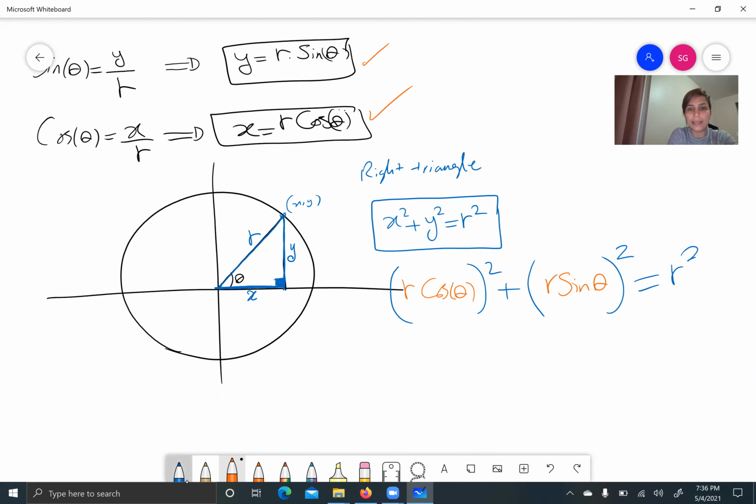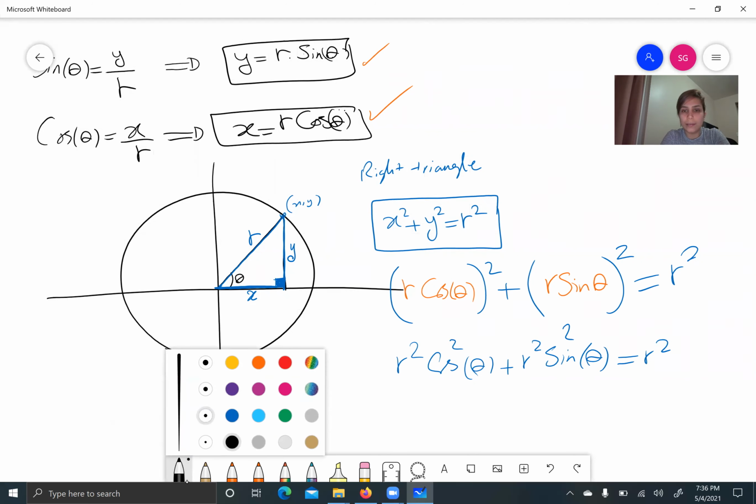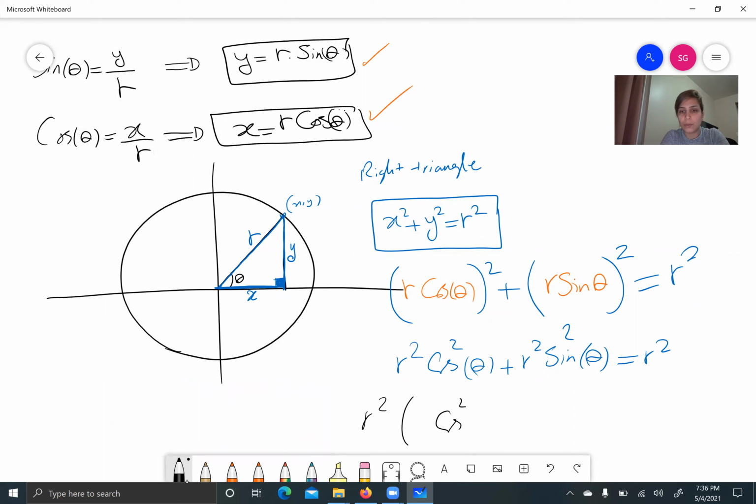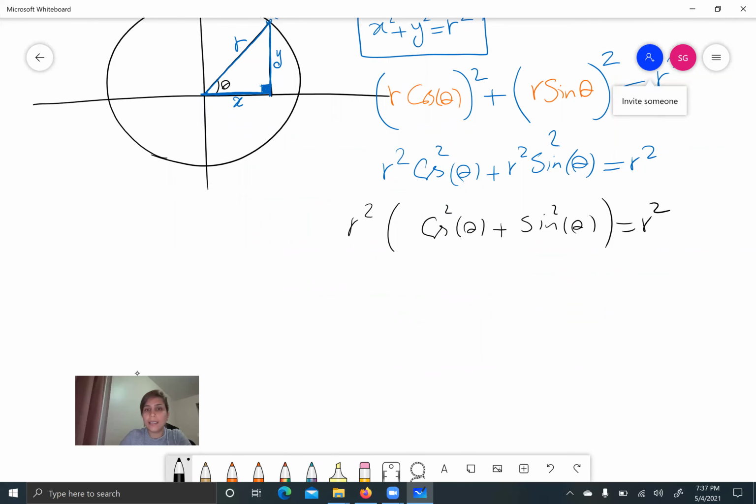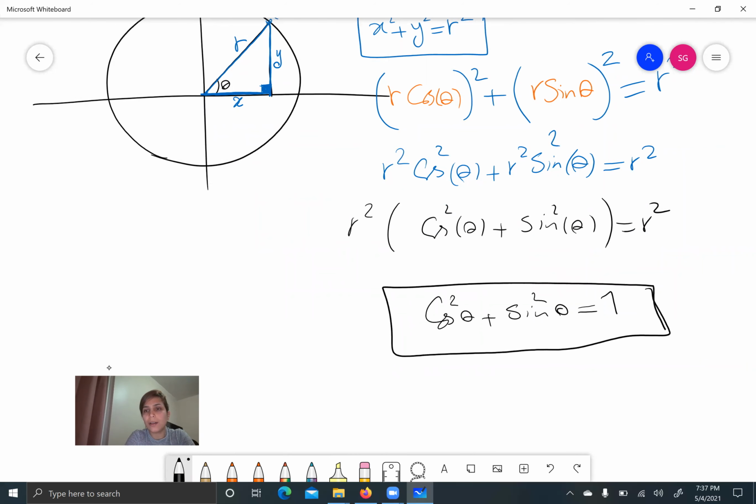So then you can get a new equation. Look, this is going to be r squared cosine squared of theta plus r squared sine squared of theta equal to r squared. Then you can factor r squared, right? So you end up with r squared times cosine squared plus sine squared equal to r squared. And then when you divide both sides by r squared, you get this identity that cosine squared plus sine squared is equal to 1, which is very, very fundamental trig.